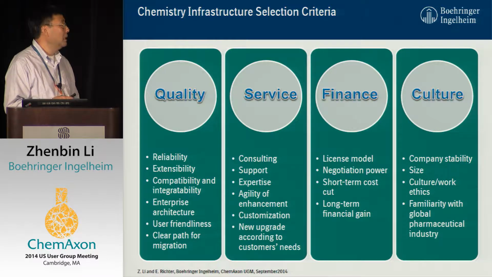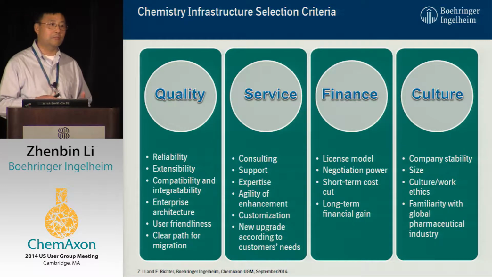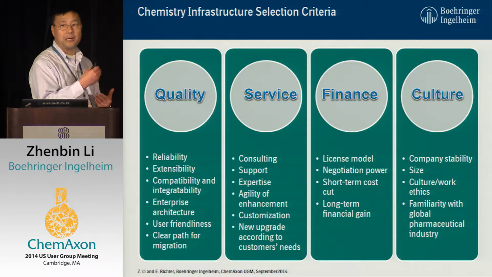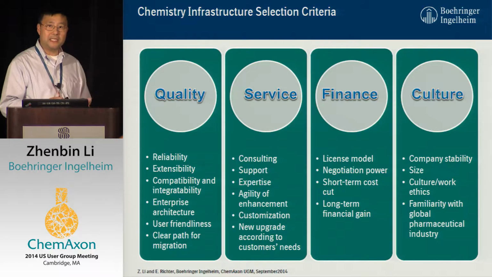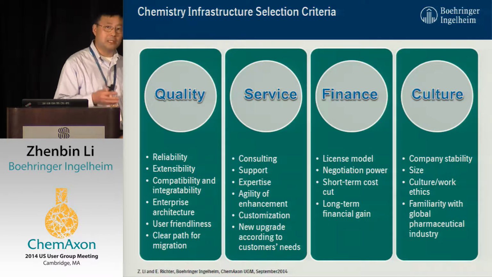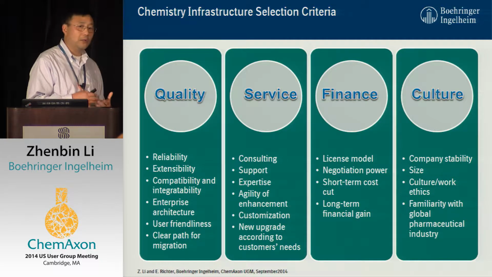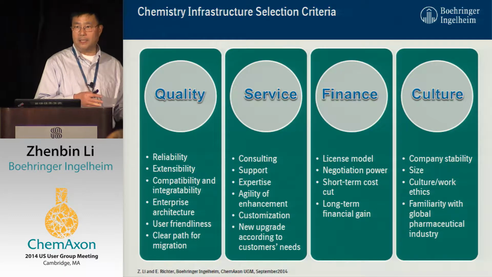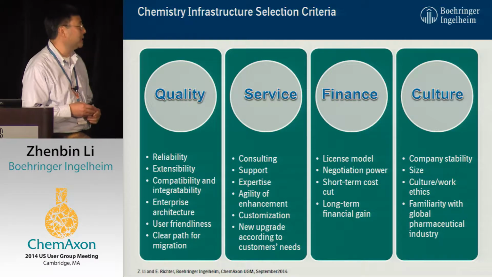We look for extensibility. That means we are talking not only about migrating or implementing the system, but also the potential to further develop other things with this framework. We look for compatibility and integration with the existing system, and of course the enterprise architecture, which should fit whatever architecture we have. We also look at user friendliness and the potential pathway of the migration, because we have to understand how much cost we are talking about.